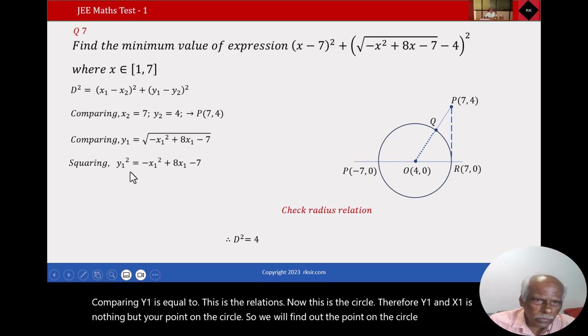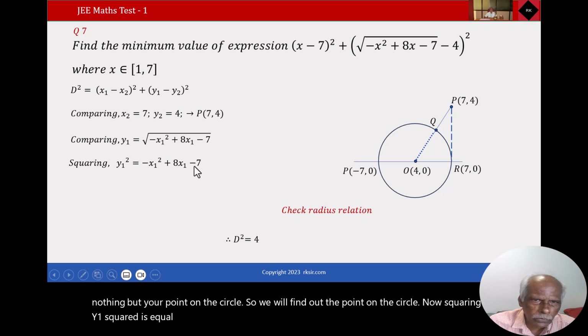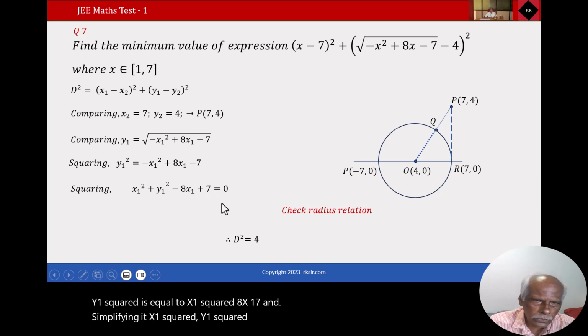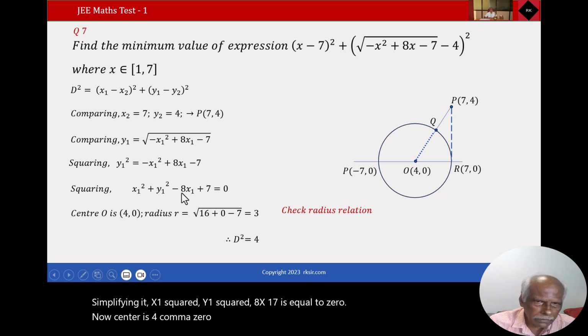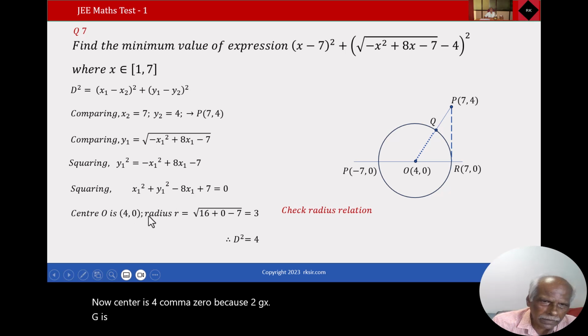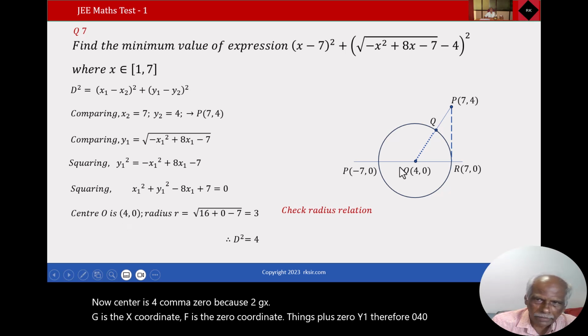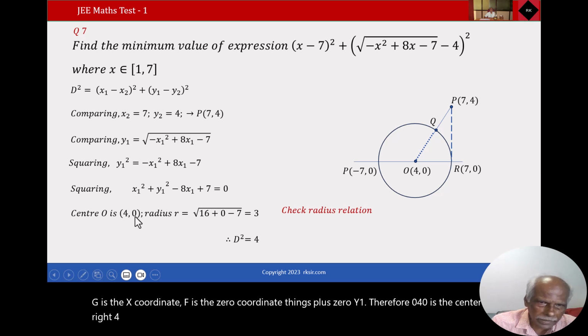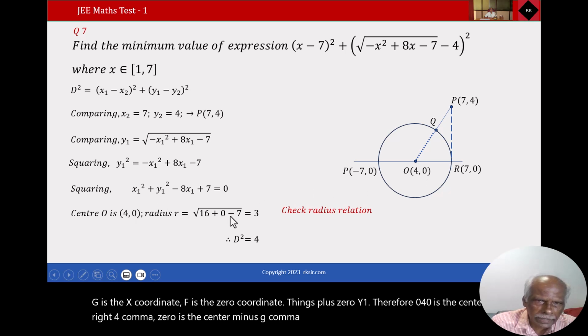Squaring it, y1 squared is equal to minus x1 squared plus 8x1 minus 7. And simplifying it, x1 squared plus y1 squared minus 8x1 plus 7 is equal to 0. Now the center is (4, 0), because minus 2gx, minus g is the x coordinate, f is 0, plus 0 y1. Therefore (4, 0) is the center, right? Minus g, minus f. And root of g squared plus f squared minus c is equal to 3.